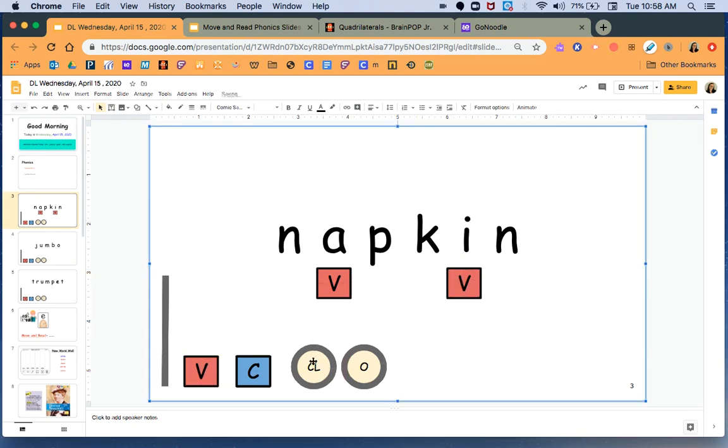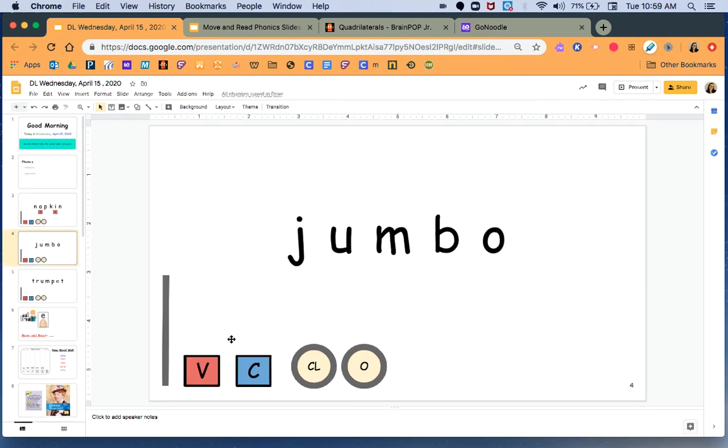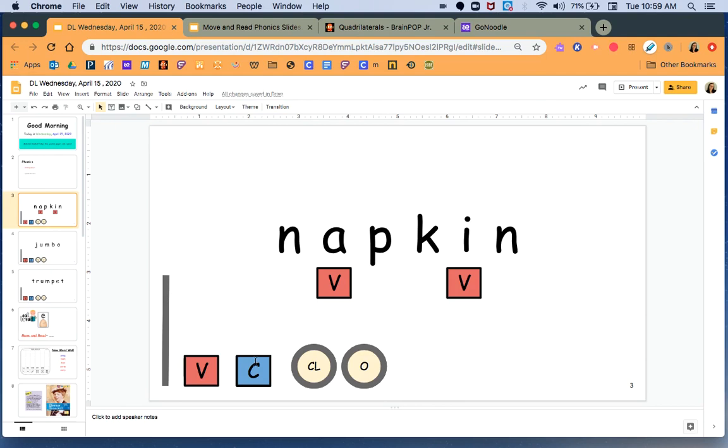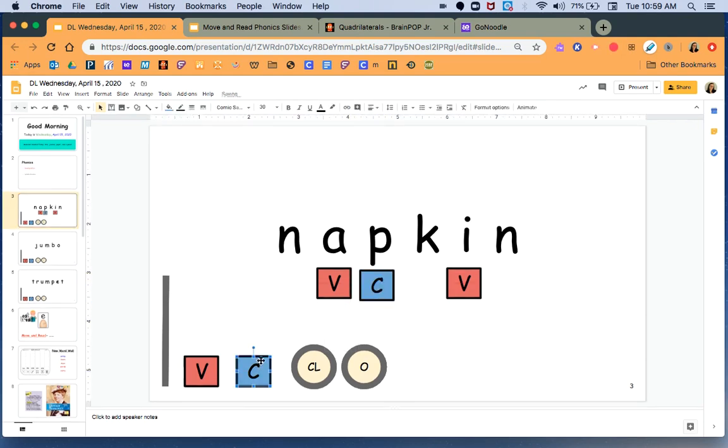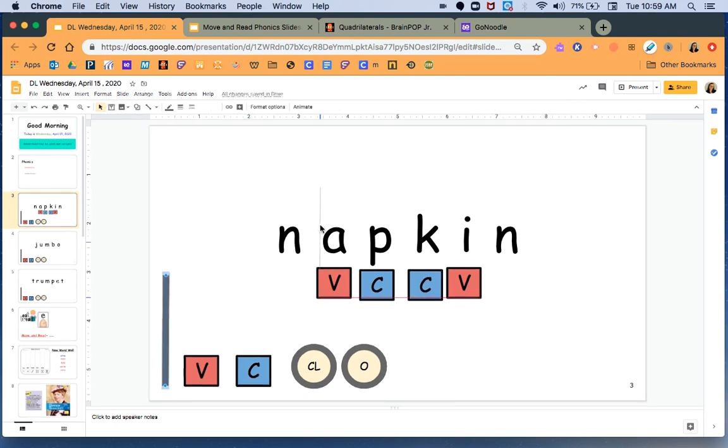So I see my two vowels. And then remember, I don't really care about the consonants at the end. I want to look for the things that are in the middle. So I see a consonant and a consonant. And who remembers what we do when I have that double consonant? When I have two consonants right here. Most of the time, I'm going to divide that right in half, just like that.